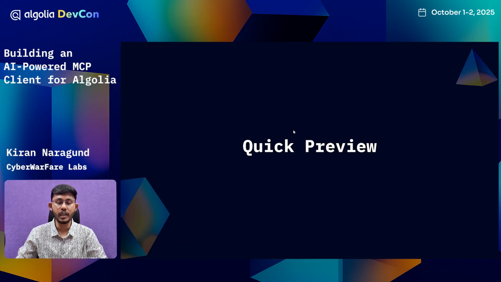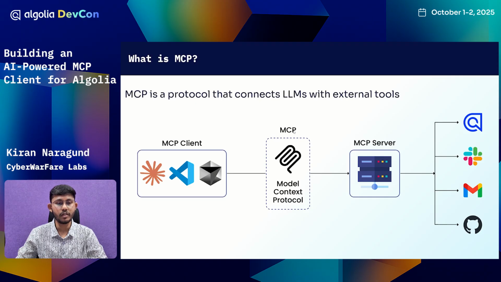Okay, so now let's start with the simplest explanation of what MCP is. So MCP stands for Model Context Protocol, that connects LLMs with external data tools. External data tools can be Algolia, Slack, Gmail, GitHub or any other application. So now let's try to understand this MCP with one simple example.